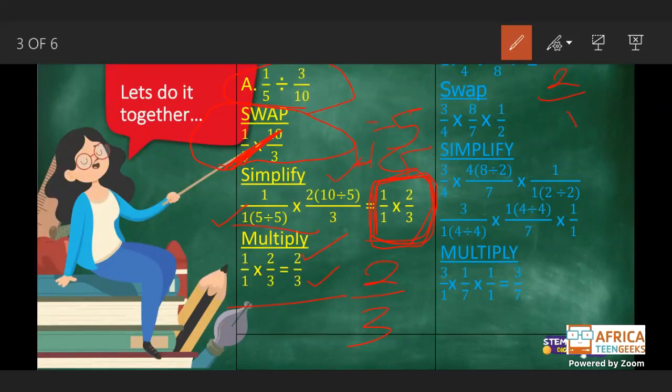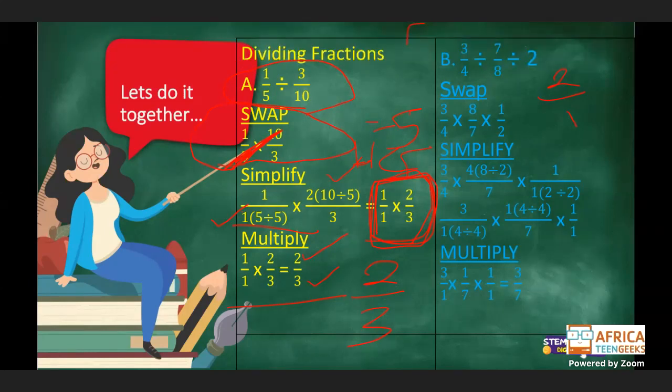When we swap, let's do it together. We swap the second number and the last number. So we will have 3/4 multiplied by 8/7 multiplied by 1/2. You can see that, right?